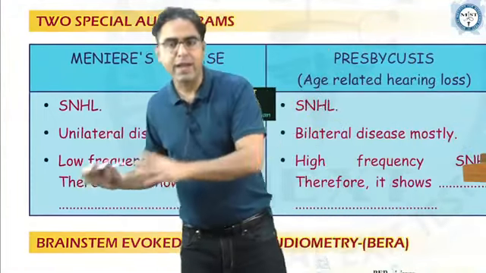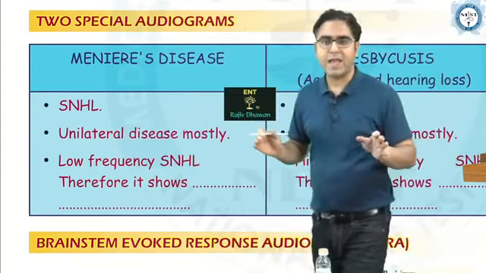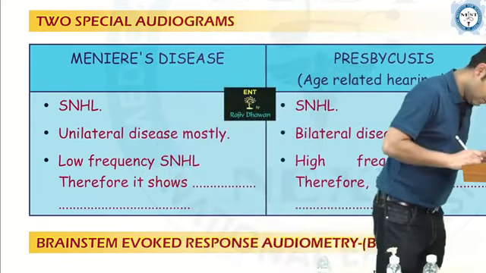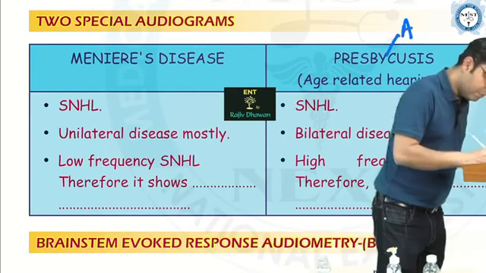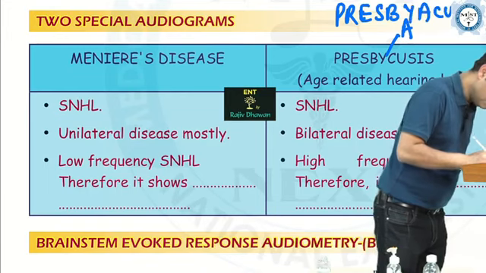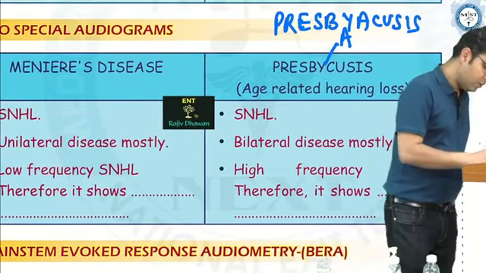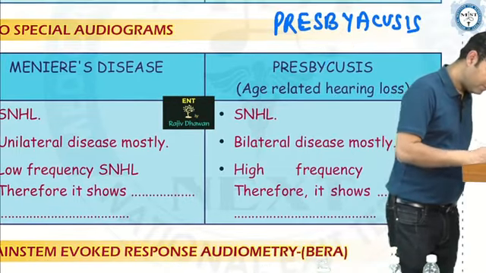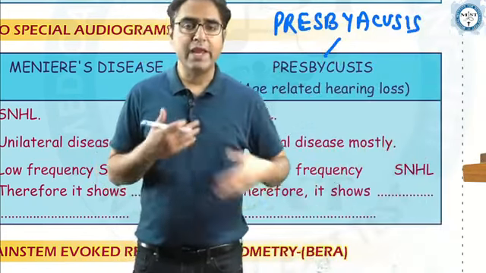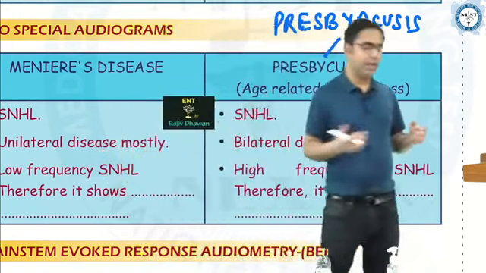Meniere's versus presbyacusis. Meniere's causes SNHL. What is presbyacusis? Write down the spelling, beta: presbyacusis. Have you heard the word presbyopia, beta? You know presbyopia, the age-related vision problem. Presbyacusis is age-related hearing loss, beta. Pres means age-related.